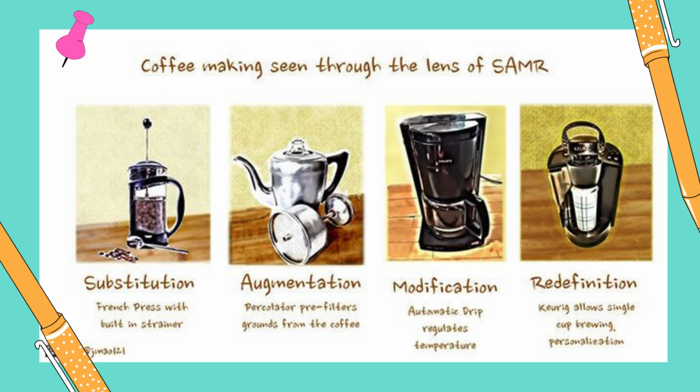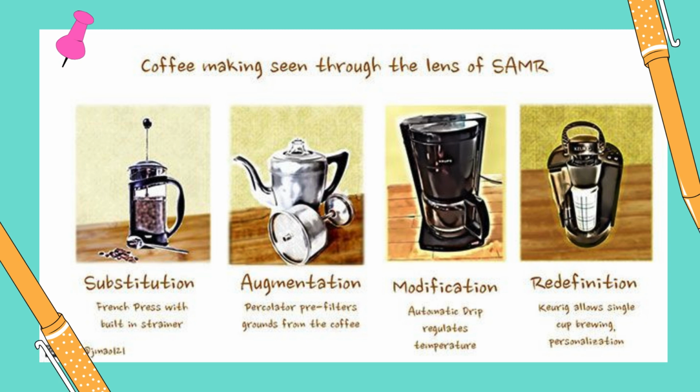A visual of the SAMR model is this coffee making. So I think this really explains it well. So substitution is just at its base core, just a simple coffee maker. It's going to get the job done. Then augmentation, we're adding something in. So there's a bit of a functionality change here in that now we don't have the grounds in our coffee.